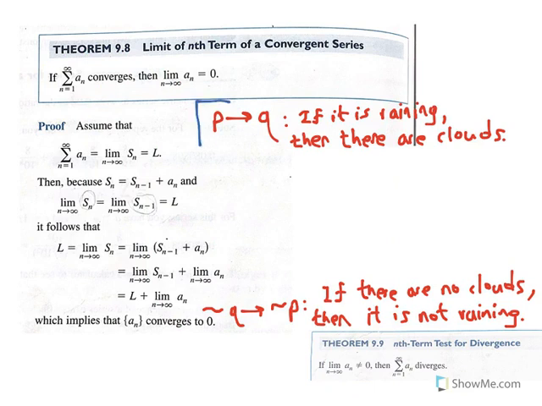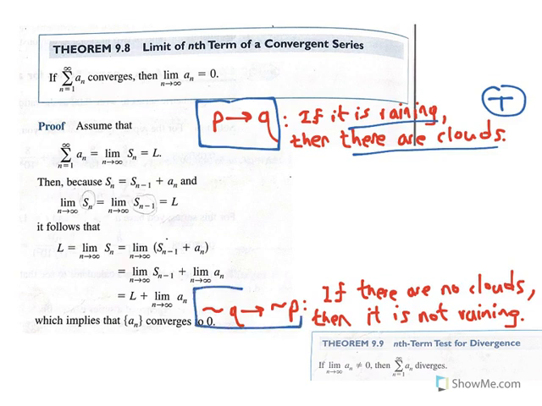So consider a conditional statement P implies Q. If it is raining, then there are clouds. Now this is a true statement. If it's raining, there has to be clouds because the rain is coming from clouds. So consider the contrapositive of that statement. If there are no clouds, then it is not raining. That's also true. You can't have rain unless you have clouds. So if there are no clouds, then it is not raining. So these are logically equivalent.